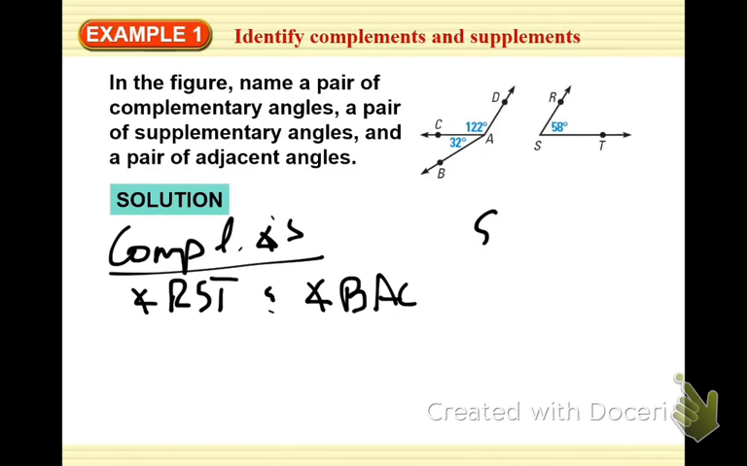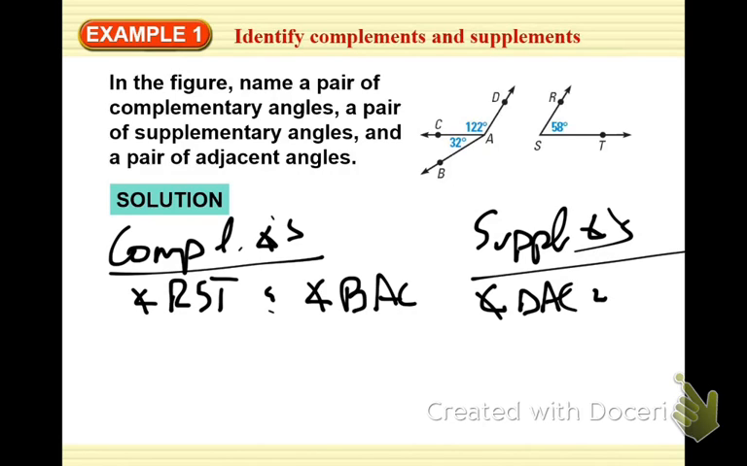Good. Supplementary angles. See them? Angle DAC and RST. Yep. Okay. And then just a pair of adjacent angles.